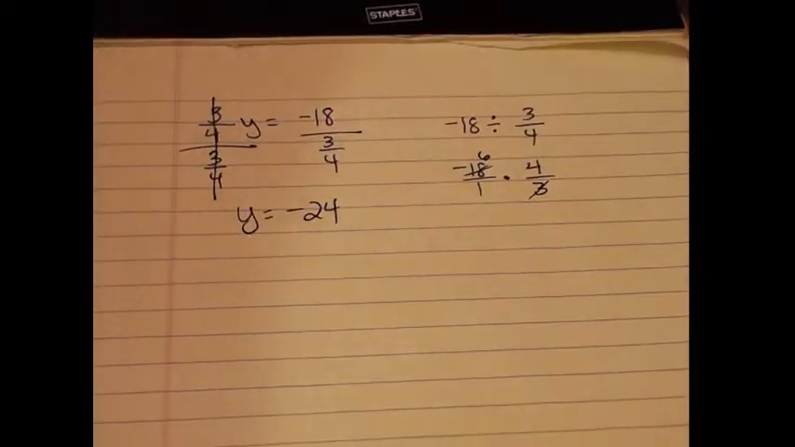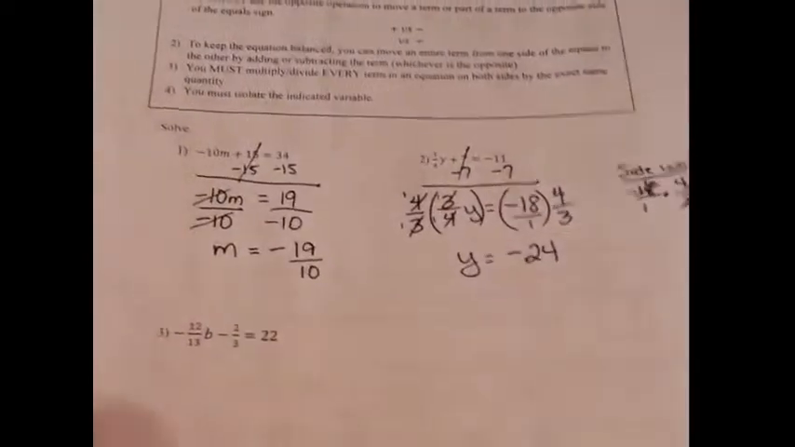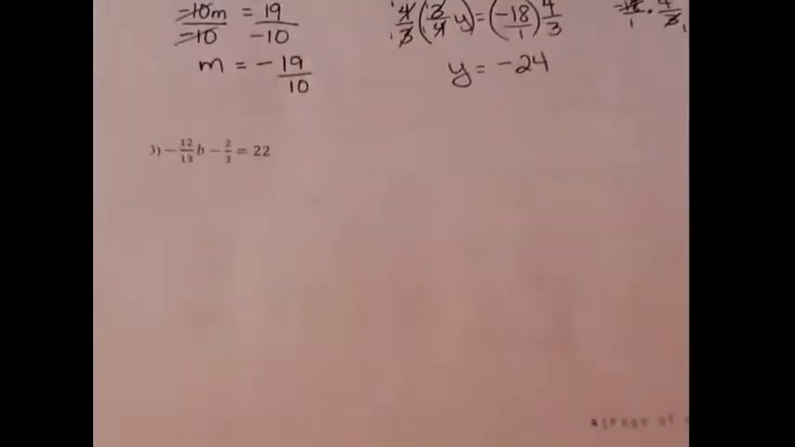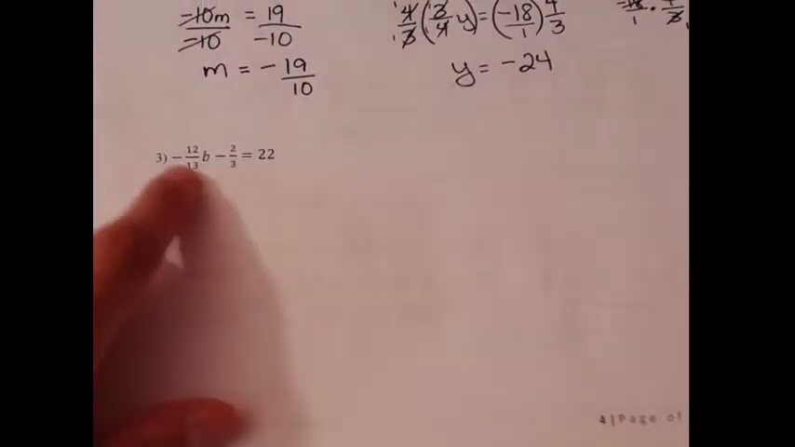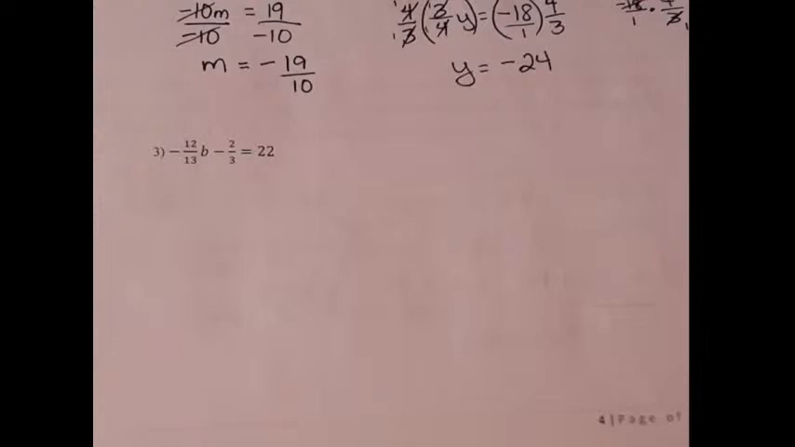Let's take a look at number 3 so that we can, again, take a look at a different approach. So we have -12/13b minus 2/3 is equal to 22. First things first, notice how many terms we have. We have 1, 2, 3 terms. Our first term is a -12/13b. Our second term is a -2/3. Our third term is a 22.